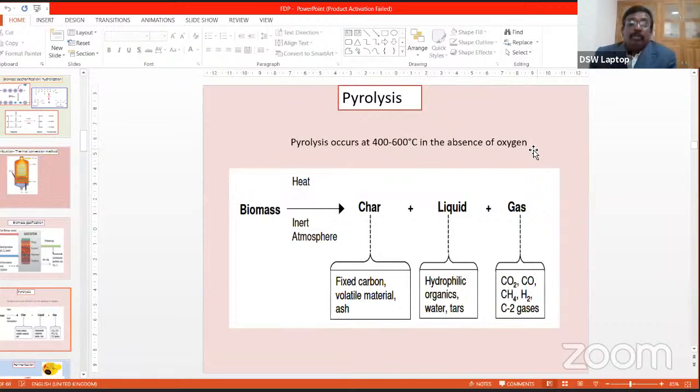When we burn the biomass in the anaerobic condition, we are able to get char, liquid, and gas. Liquid means organic acids and water, and this water is from the residual biomass. Okay, tar, and we can get gas like carbon monoxide, methane, hydrogen, and C2 carbons.